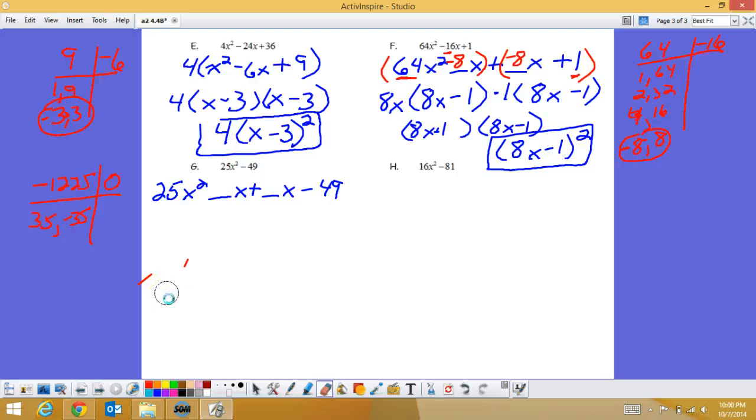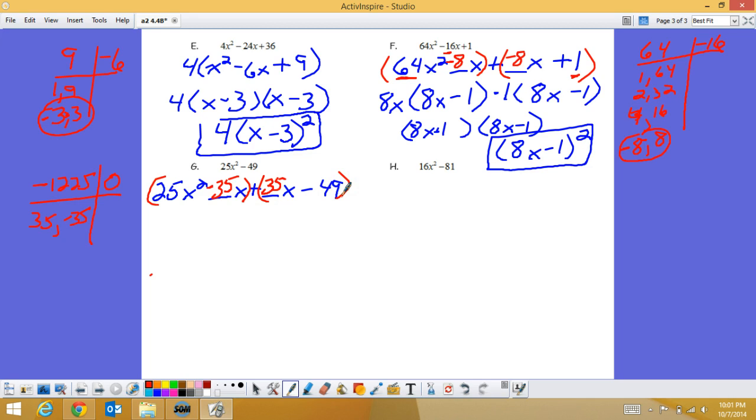I can explain to you in class how I know that. And we'll wait for the computer to catch up. There we go. So we're going to put negative 35 in one, positive 35 in the other. Again, it doesn't matter which one you put in which blank.